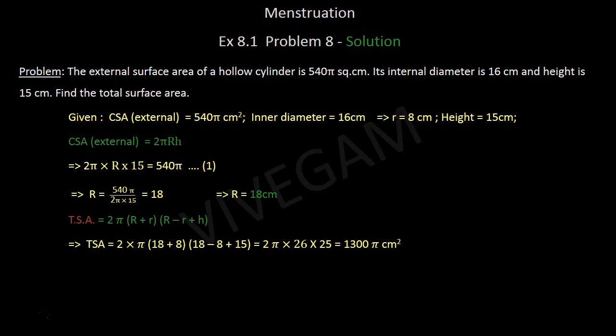Now you substitute this value and the smaller r and the height in this formula. TSA equal to 2 pi into R plus r into R minus r plus h. That is 2 pi into 18 plus 8 into 18 minus 8 plus 15. That is 2 pi into 18 plus 8 is 26. 18 minus 8 is 10. 10 plus 15 is 25. So we get 2 pi into 26 into 25. That is 1300 pi centimeter square. That is going to be the total surface area of the hollow cylinder.